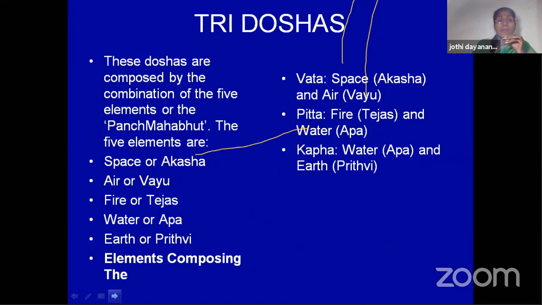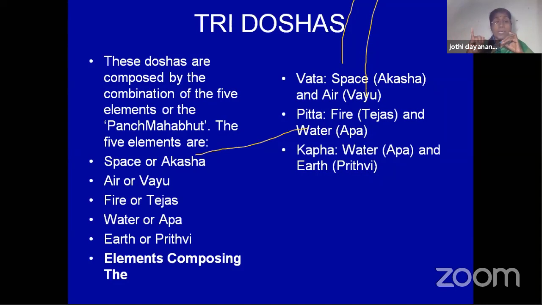So what are the tri-doshas? There are doshas, as I've been speaking, even Hippocrates has mentioned the bile production, even in the liquids in our body, basically. So what it goes with is that these doshas are composed by a combination of five elements, as you all know, the Panchabhutas, the five ones.